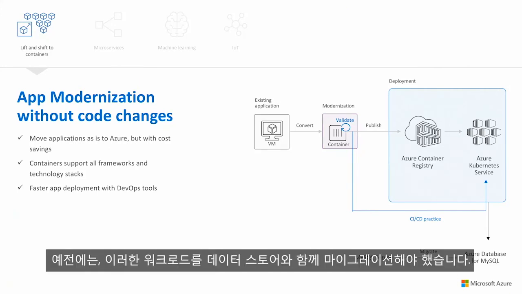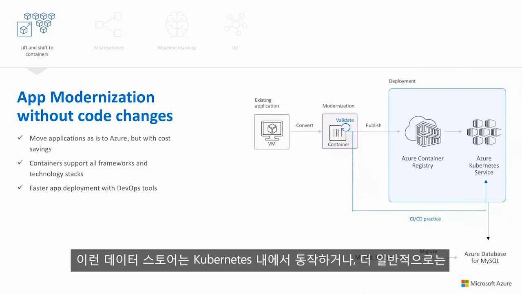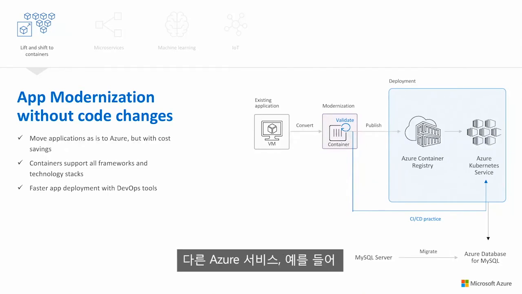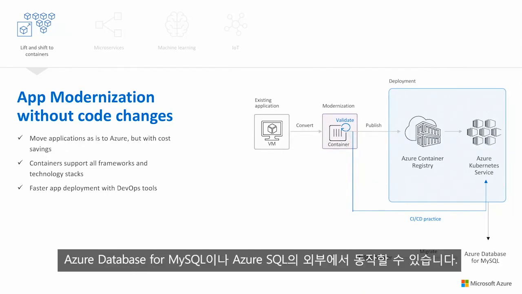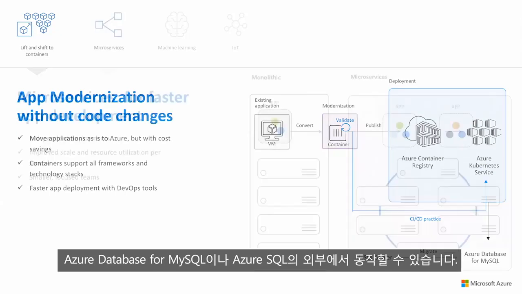So now, traditionally, these workloads need to be migrated along with a data store. Those data stores can either run inside of the Kubernetes service, or more commonly, they can run outside in another Azure service, like for example, Azure Database for MySQL or Azure SQL.